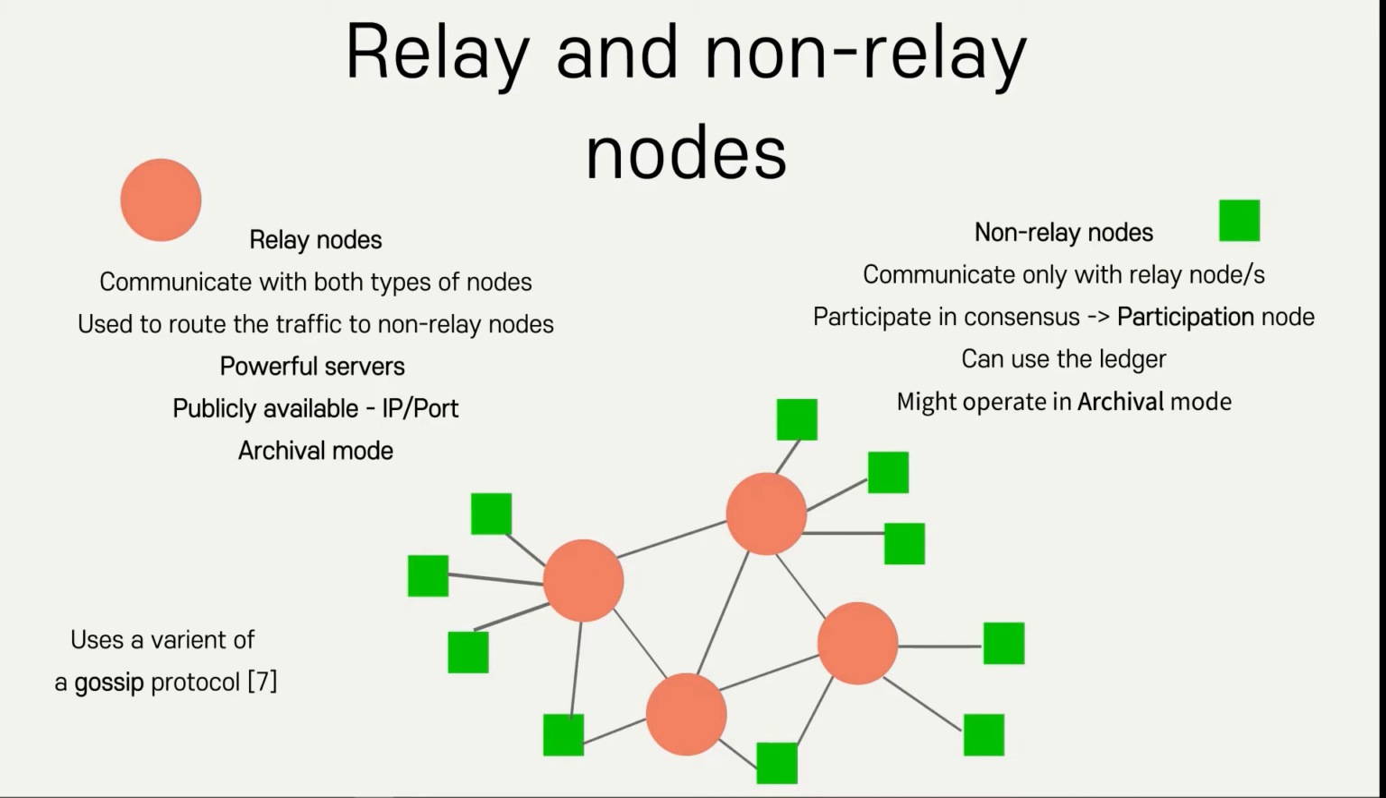In case they don't, they only see a snapshot of the last 1000 blocks. In case they need more history data, they need to communicate with the relay nodes, which have the full history of the blockchain.